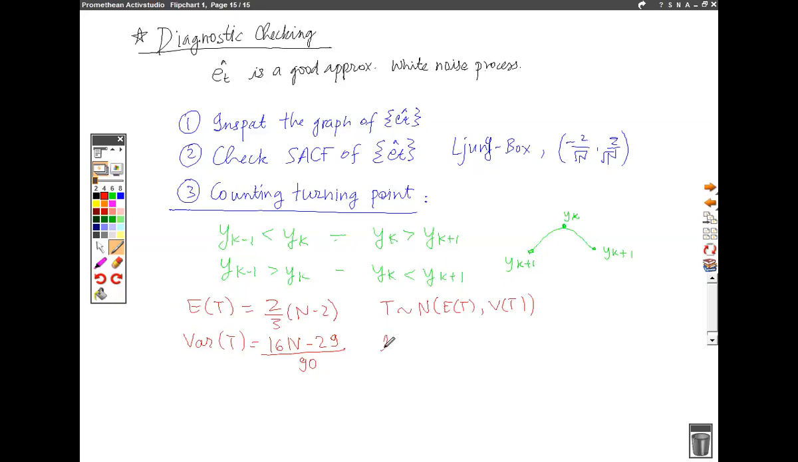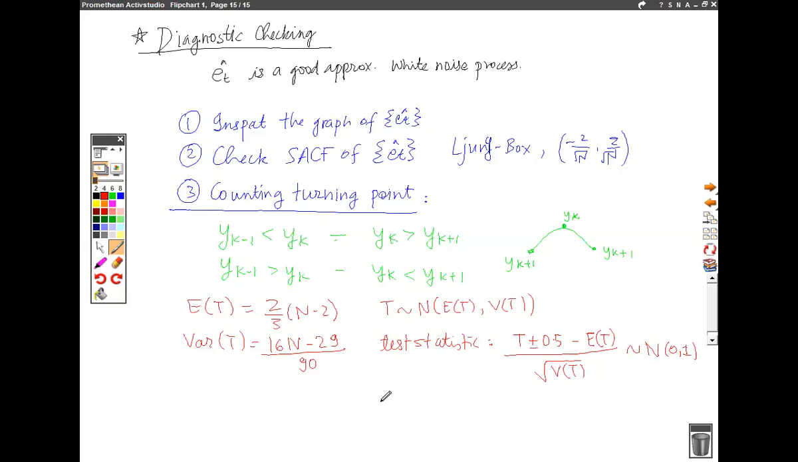So my test statistic here will be something like t plus or minus 0.5 minus expectation of t upon the square root of variance of t. And this is likely to follow normal 0, 1. And then you can conduct a two-tailed test.